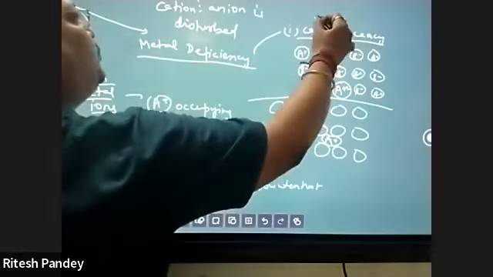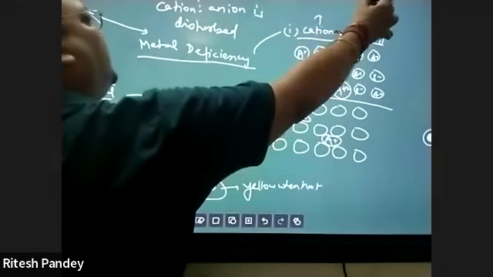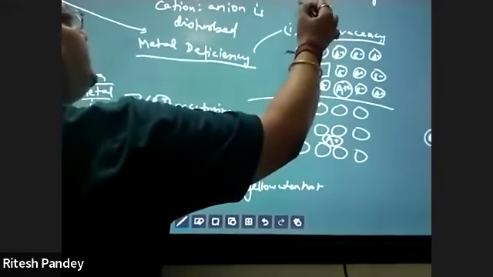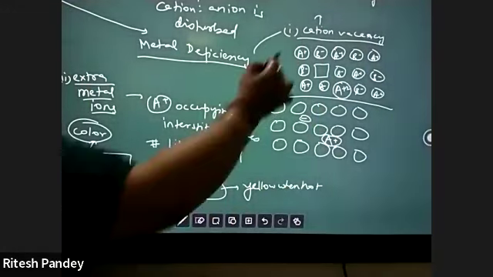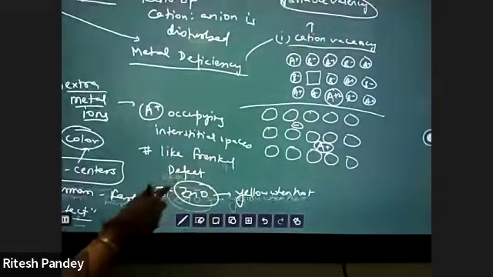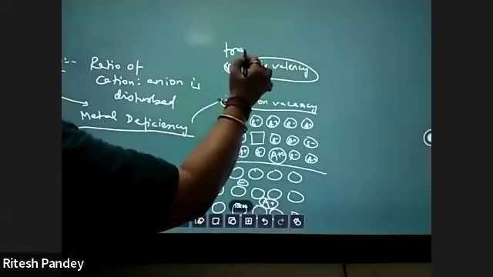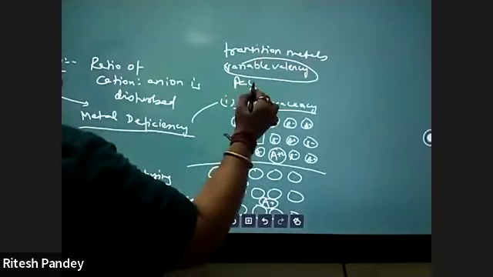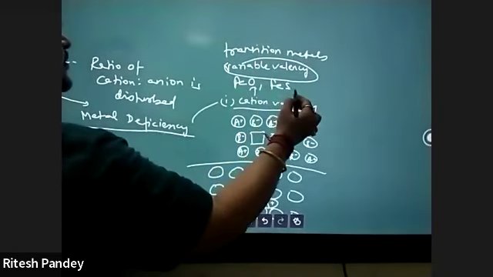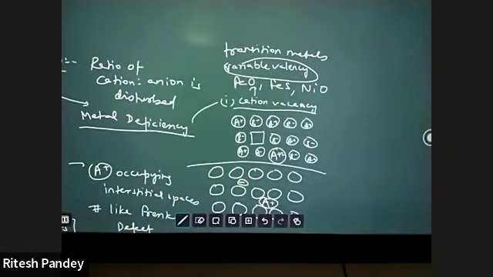So naturally, this can happen only in cases where you have variable valency. So this will happen only in cases with variable valency like transition metal oxides. So ferrous oxide, nickel oxide, ferrous sulfide, variable valency, transition metals only, and FeO, FeS and NiO are the examples which you can relate to here.